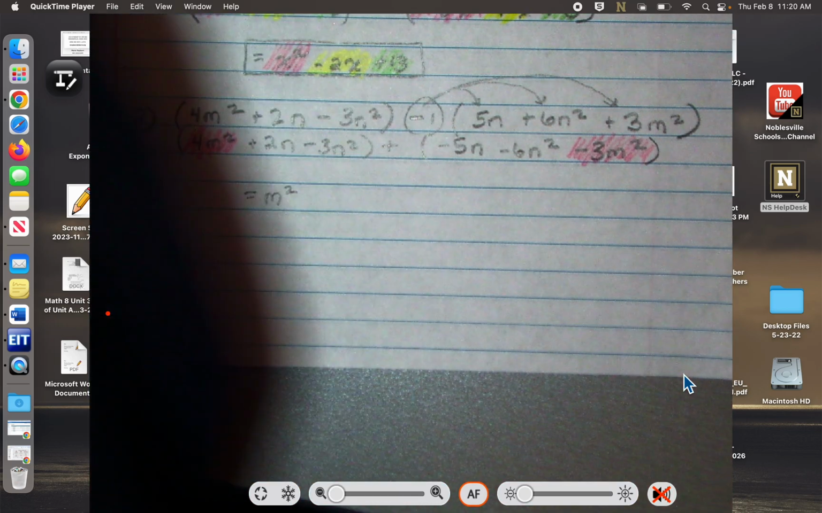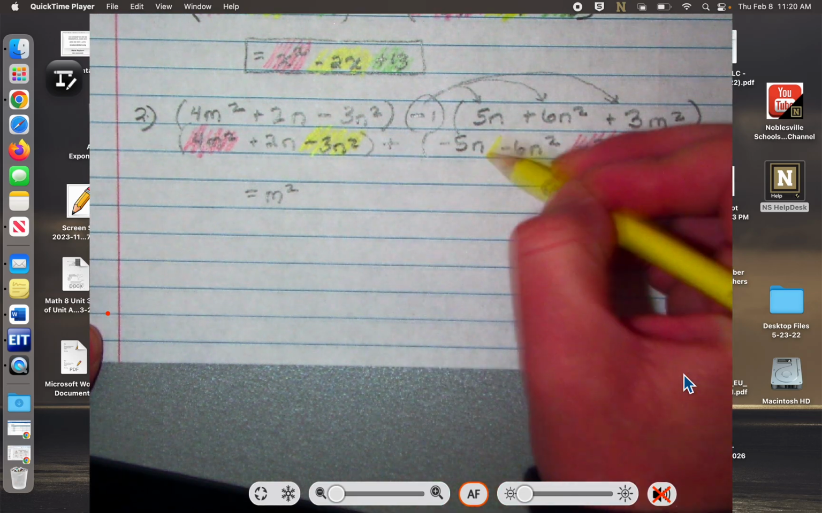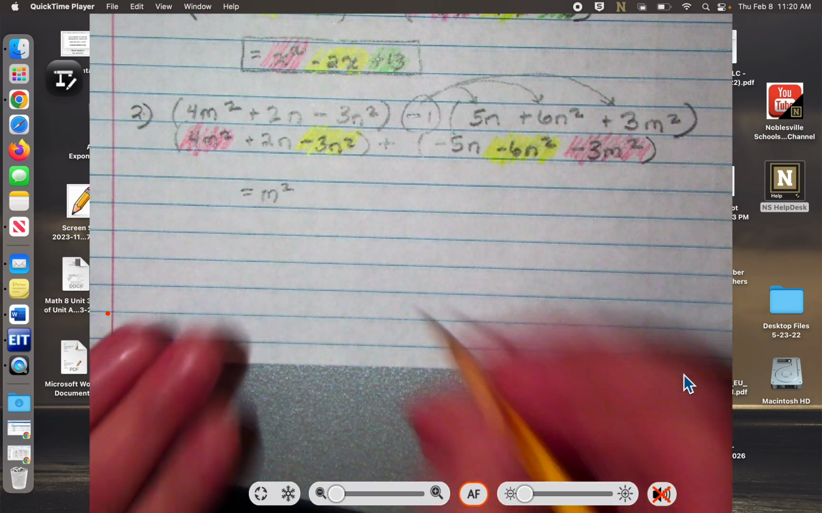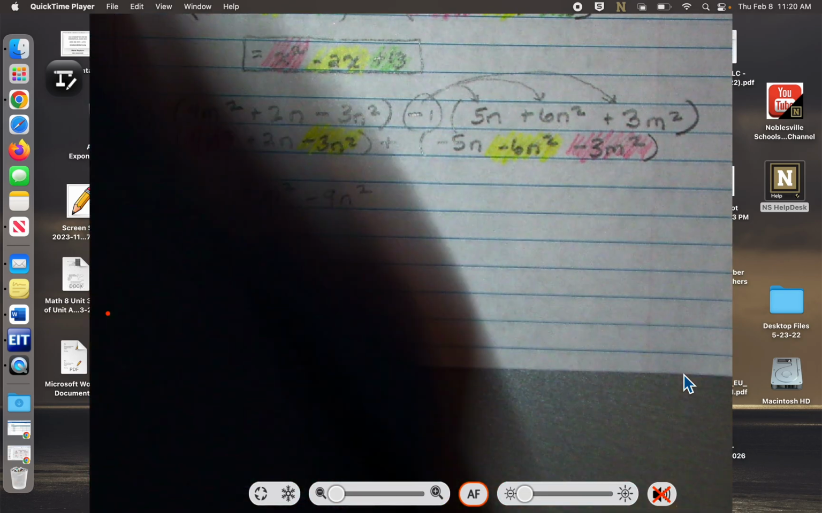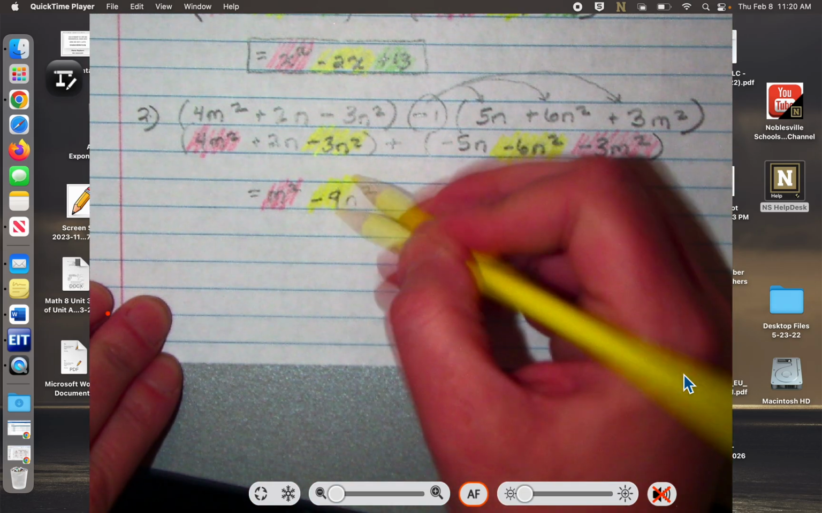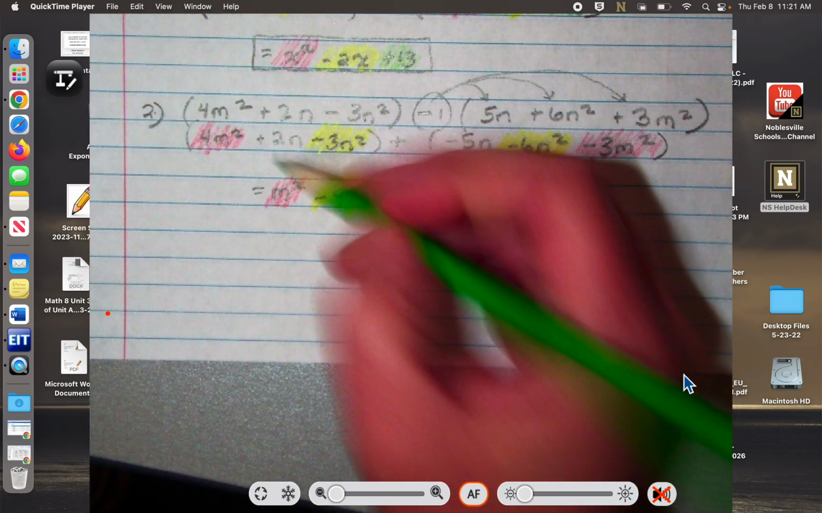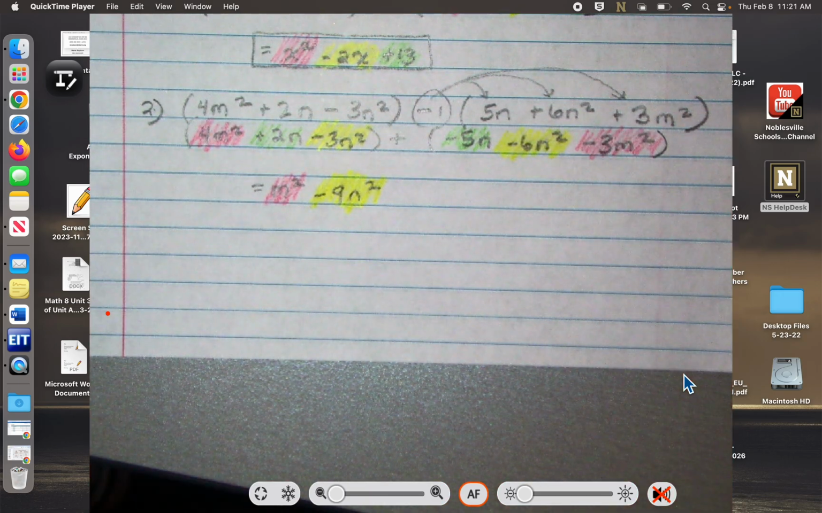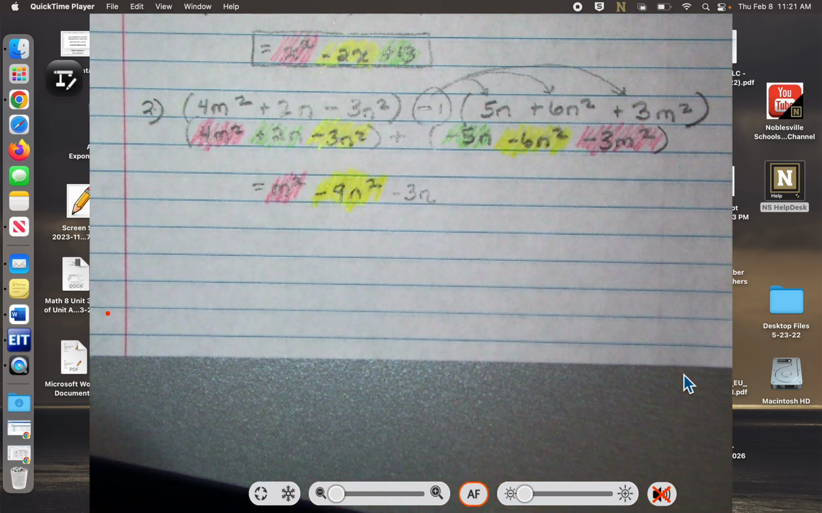Then I've got -3n squared and -6n squared. So how many n squareds do I have? -9n squared. Right? And then I have +2n and -5n. So what am I going to be left with? -3n.